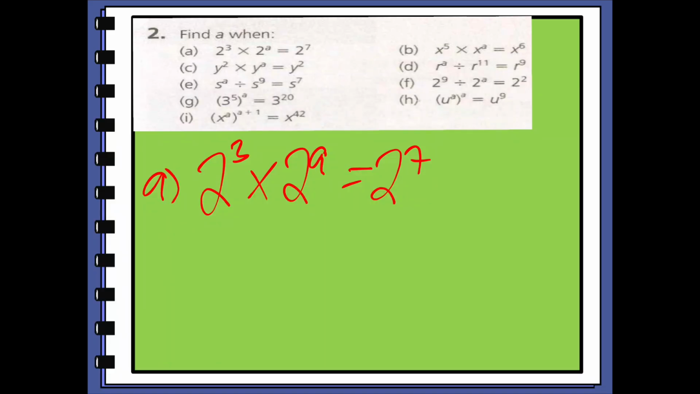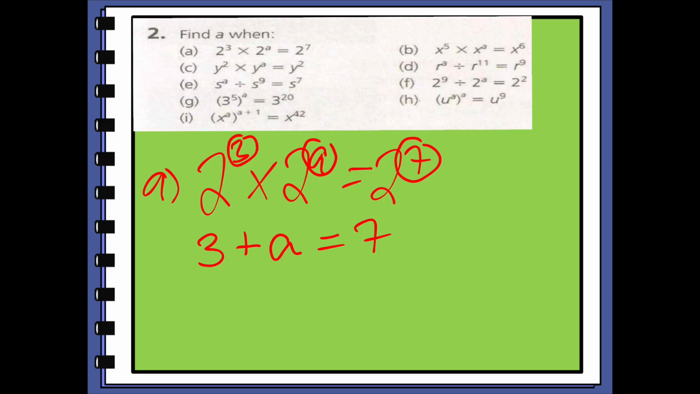Okay, so what we do is we're just going to pick the powers. So here we'll pick 3. Now we do know that when you're multiplying, you add them, right? So you add these 3 here plus the a, which is here, equals the 7, which is here.